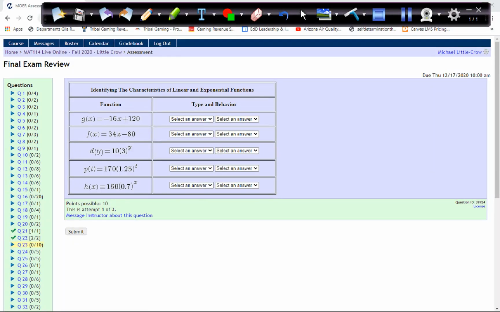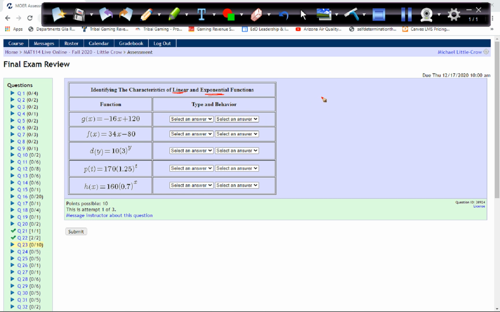Okay, so for this one we need to determine the difference between a linear equation and an exponential. What we're going to be deciding on the types of behavior is if it's increasing or decreasing, and then of course which kind it is.